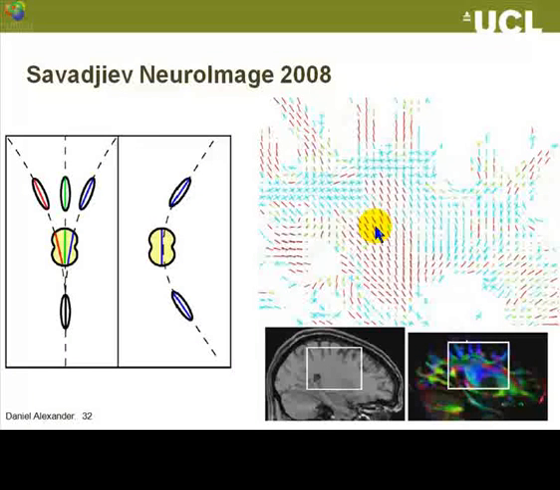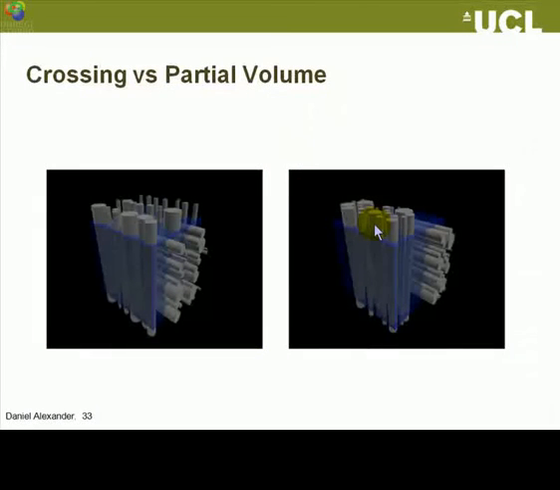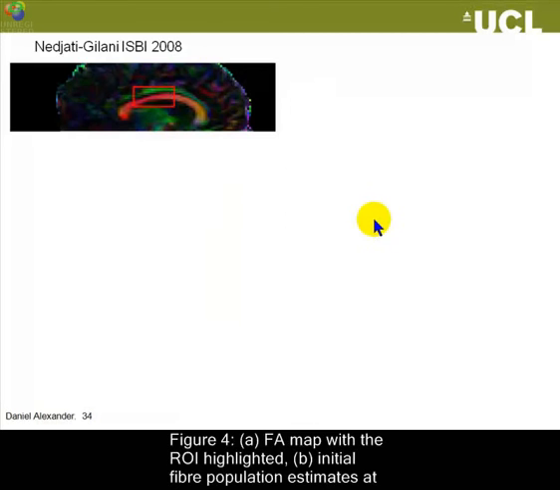Some nice work from last year by Peter Sabadiev sets a precedent for using the surrounding image structure to resolve these kinds of ambiguity. One other ambiguity, something again that Donald touched on, is between this kind of low-level interdigitating crossing and more partial volume of fibre bundles running close to each other.